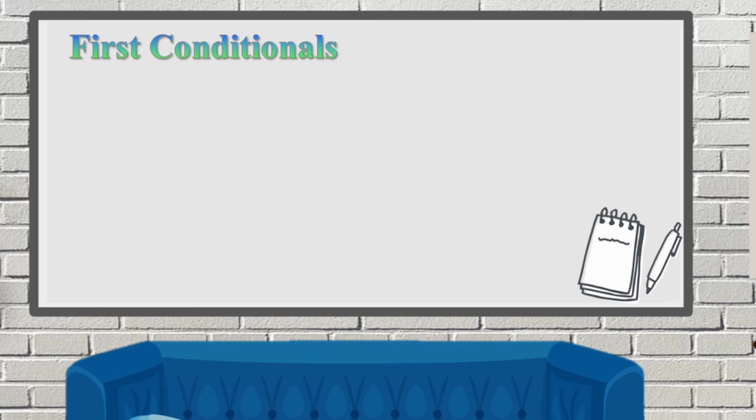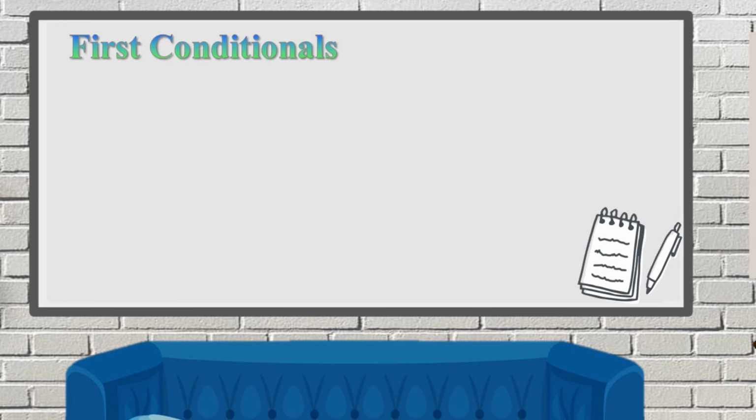Note that we use the simple present tense in the if clause and simple future tense in the main clause. Main clause is the clause that expresses the likely outcome. This is how we indicate that under a certain condition, as expressed in the if clause, a specific result will likely happen in the future.